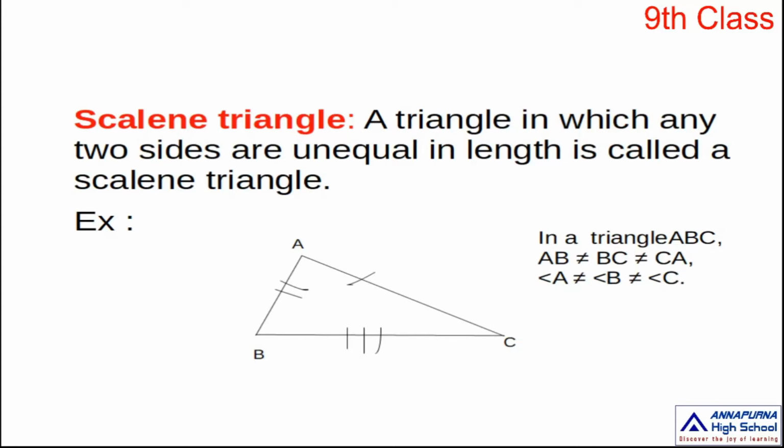In triangle ABC, AB is not equal to BC is not equal to CA. So angle A is not equal to angle B is not equal to angle C. In triangle ABC, the three sides are unequal, so the three angles are unequal.